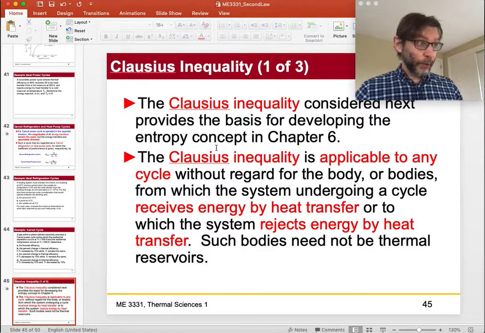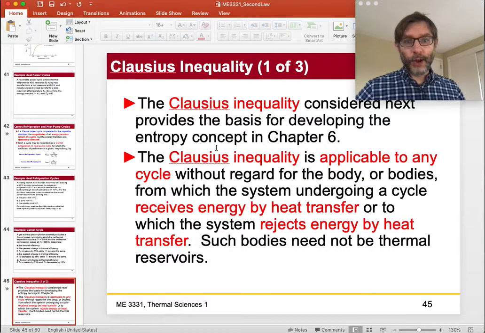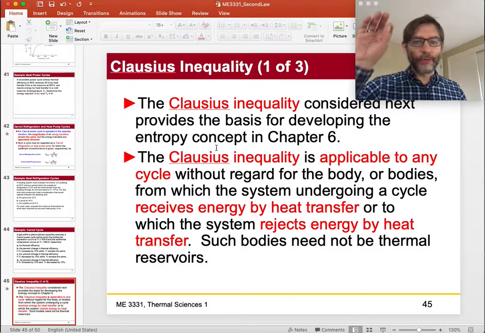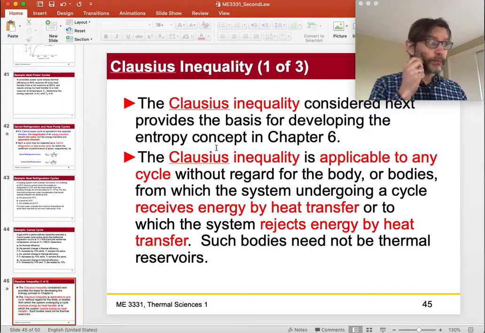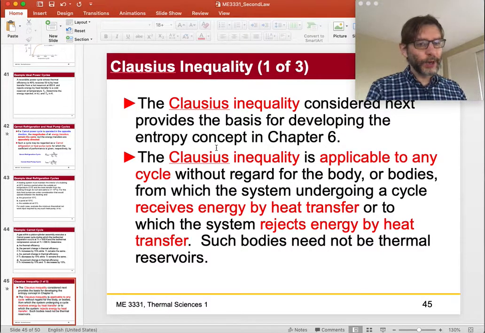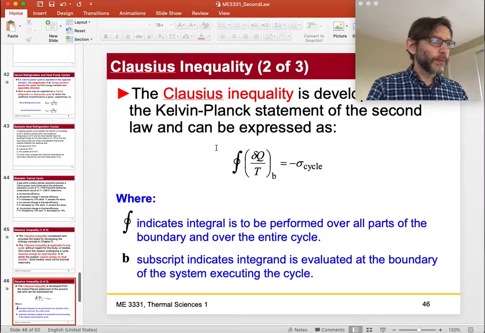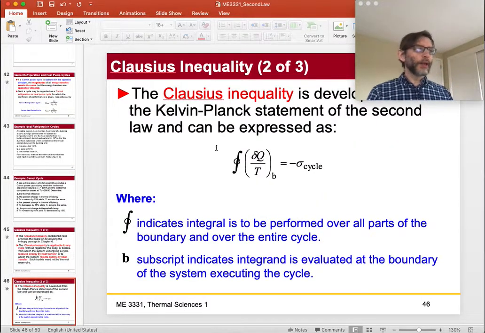Receives a heat transfer or to which the system rejects energy by heat transfer. Such bodies need not be thermal reservoirs. It only depends on the heat transfer leaving your, whatever you define, thermodynamic system boundary. And the Clausius inequality is only a function of the heat transfer, not a function of the work. Okay, so the Clausius inequality, which you're going to see a little bit more and stated in different ways, looks like this.